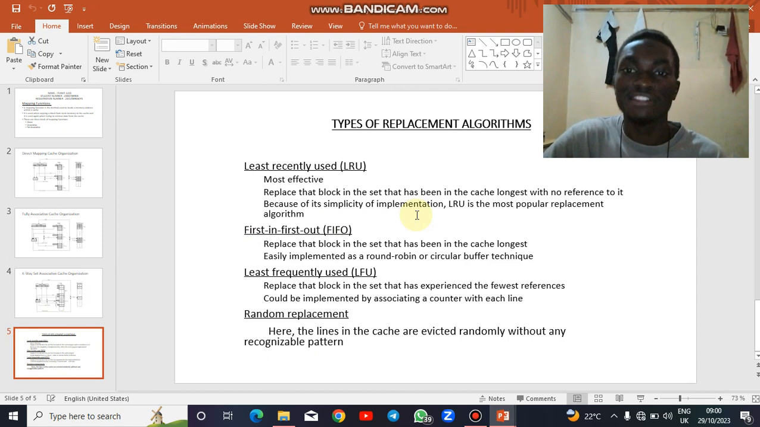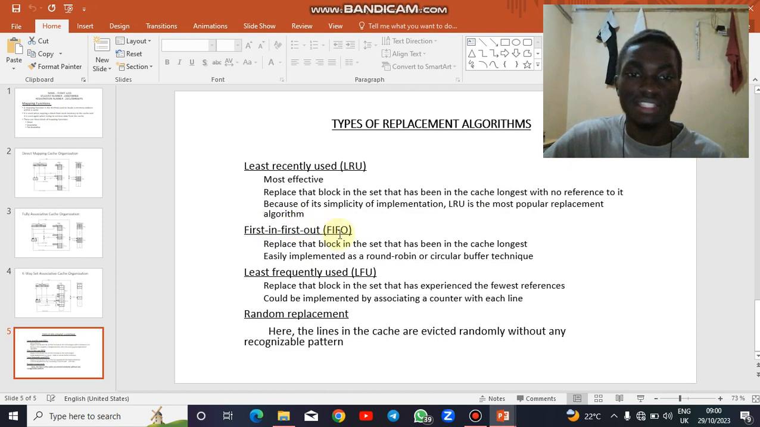Then we have the replacement algorithms, because you cannot just replace data anyhow. The CPU follows a particular algorithm, and they're the ones we want to look at. The first one is, we can start with the least recently used. This one is the most effective, and it replaces the block in the set that has been in the cache longest with no reference. The block has been there, but you have not been using it.